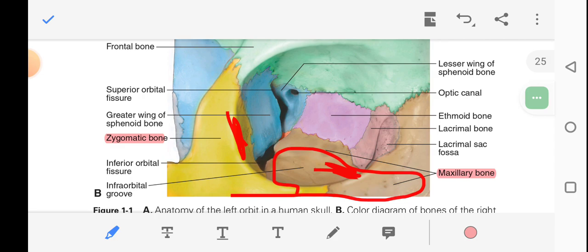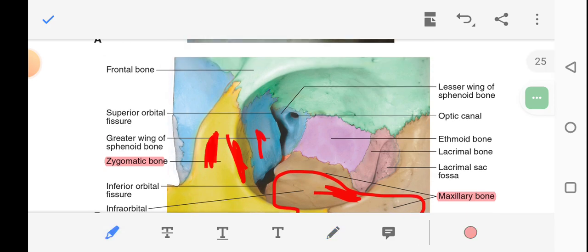Now the lateral wall. The lateral wall is made up of the greater wing of the sphenoid. This is the greater wing of the sphenoid and the zygomatic bone. This is the zygomatic bone, and on this zygomatic bone lies the Whitnall's tubercle.